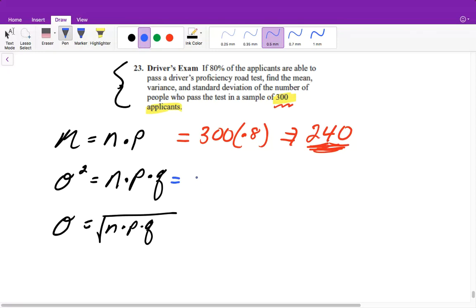Our variance would be the 300 times 0.8, which we already know is 240. And then we would have to times the failure. So that means 20% of people fail. So then we would have to times 240 times 0.2. So that means our variance is 48 people.